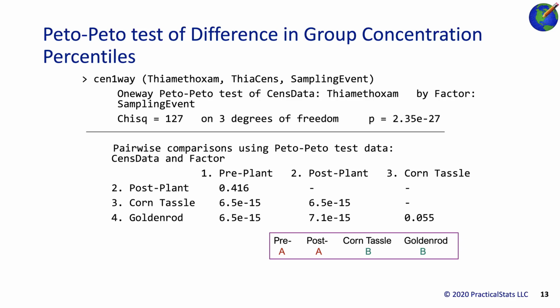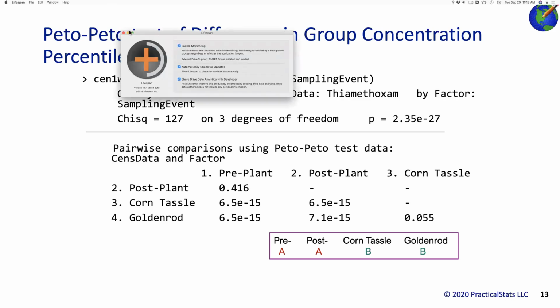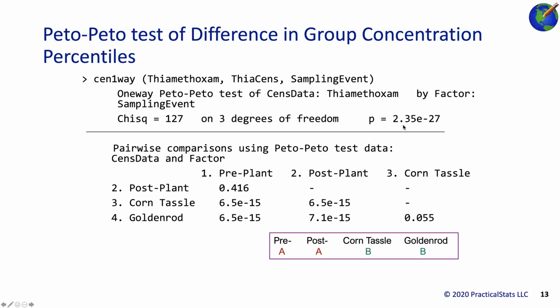It's testing whether their percentiles in each of the groups are the same or not. Or another way of saying it is whether at least one group is different from the other. Is it sitting up higher or down lower than the rest? And this is about the smallest p-value I've ever seen coming out of a test statistic.